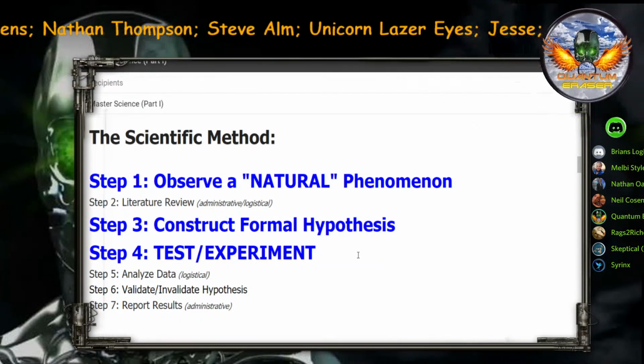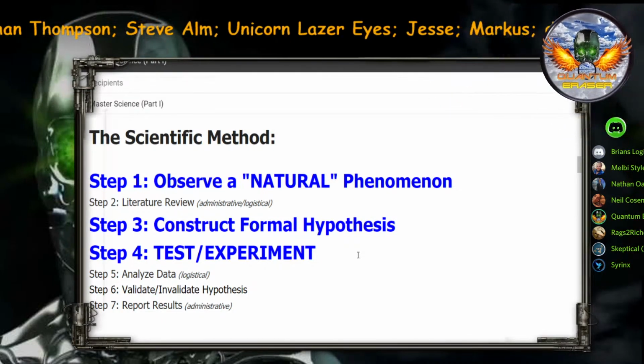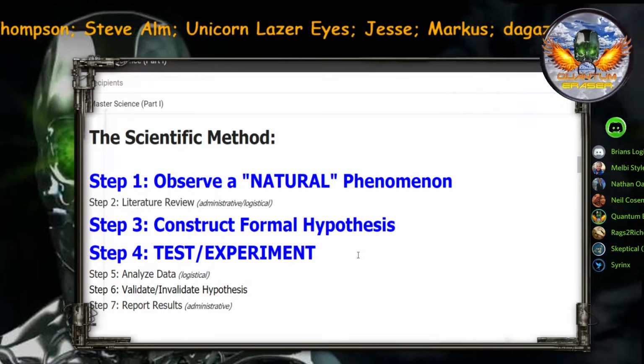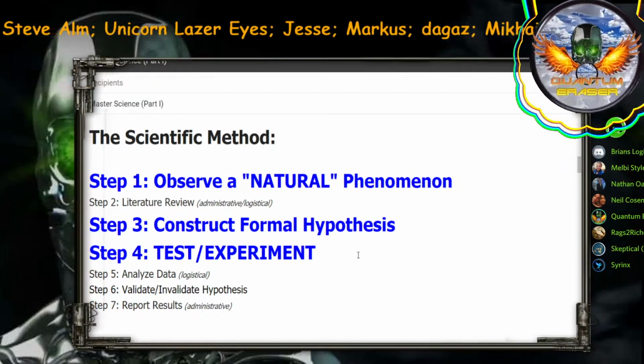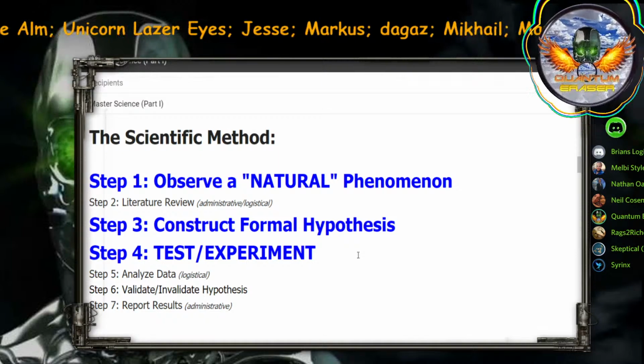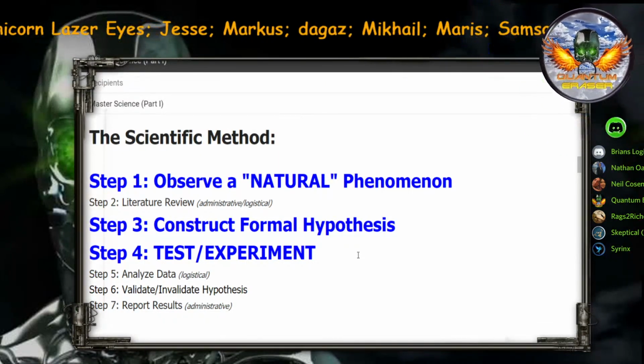So step 1, observe a natural phenomena. That's where you get your dependent variable from. Step 3, construct formal hypotheses. That's where you combine your independent variable, the presumed cause of that natural phenomena, with the dependent variable, the effect.